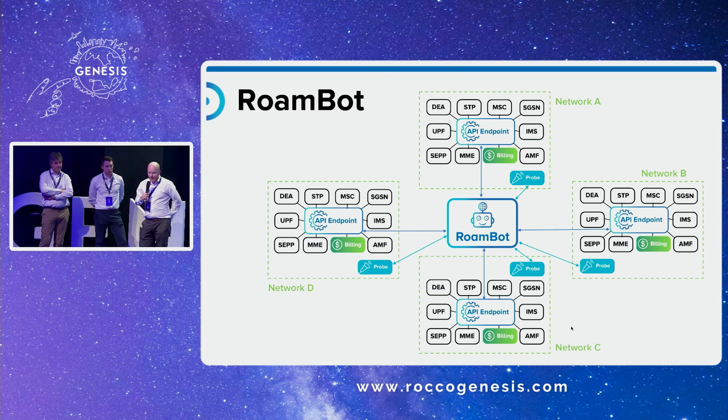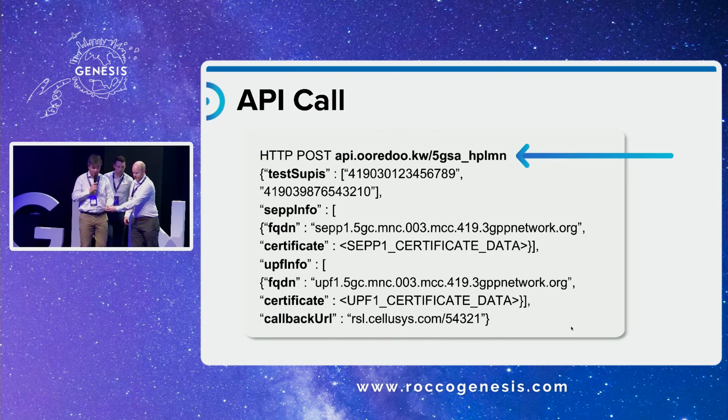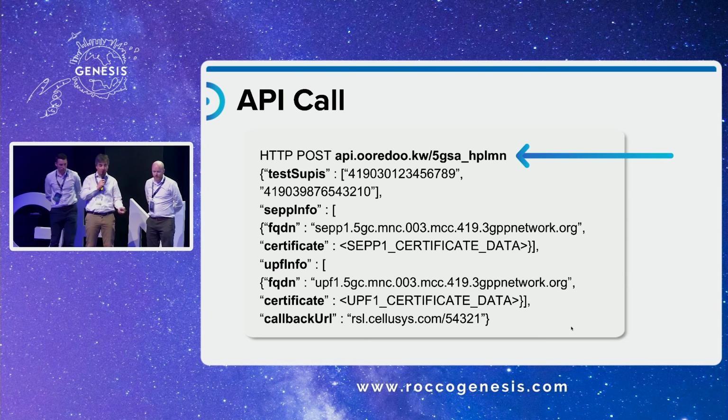And when we scale that to multiple networks, we see here what it looks like. RoamBot talks to the standard APIs to say, hey, I want to test, I want to simulate some usage in this network. I want to implement routing. It handles everything that the human is doing through API calls. So we talked a lot about API, so let's see what it looks like behind the scenes.